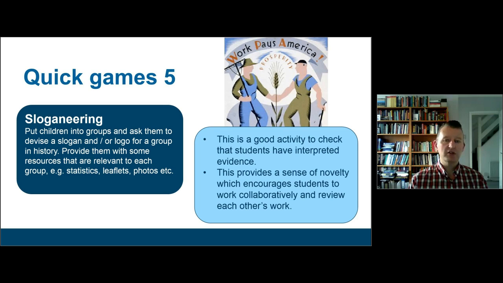Another quick game that might just take 10-15 minutes is sloganeering. Once you've studied a group of people in history, you can put children into groups and ask them to devise a slogan or a logo for that particular group of people. So depending where you put this in a sequence of work, they might already know a lot of the background history, in which case this is just a summary activity, or you might give them a little pack of resources, such as information, statistics, leaflets, photographs, etc., to draw out key messages that would inform their slogan.